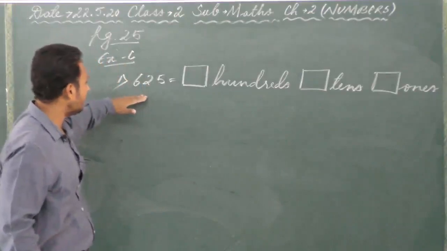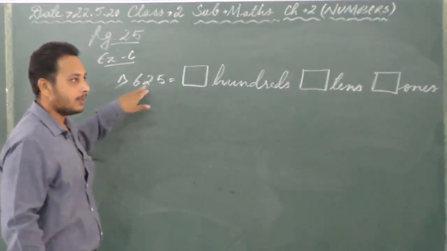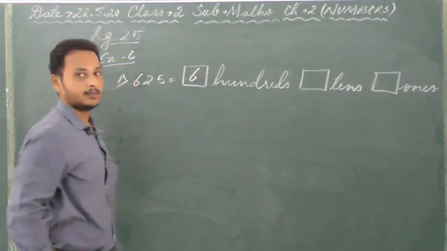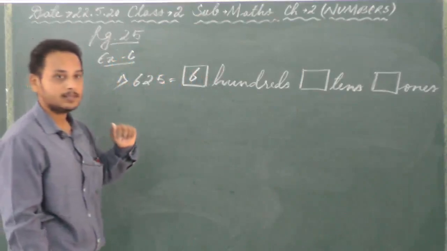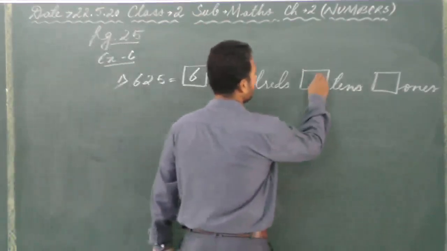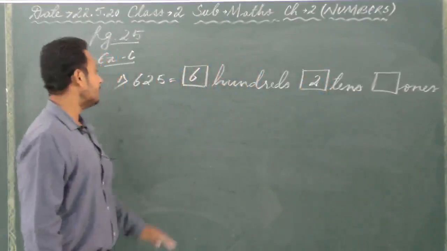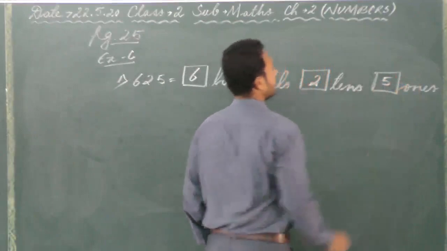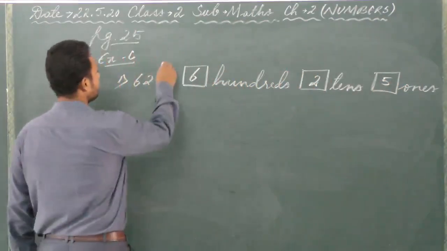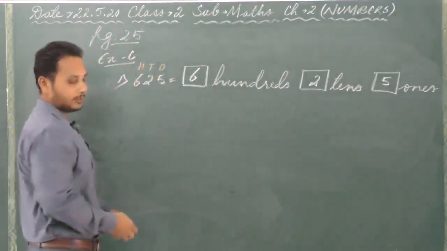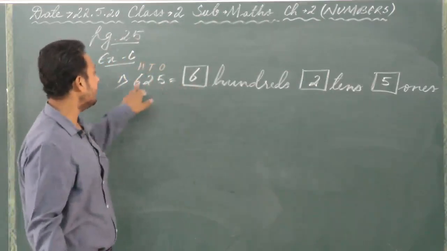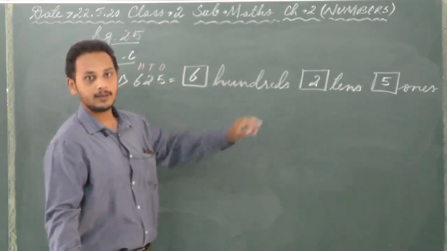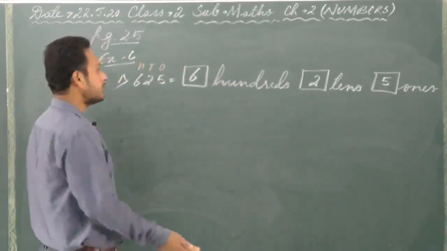Now once again you'll take a look here. 6, 2, 5. Okay. Now which number is in the hundreds place? We have 6. So you write 6 over here. Which number is in the tens place? We have 2. So you're going to write 2. And which number is in the ones place? We have 5. Okay. So when you expand these numbers, okay, you'll get the answer like this. 6 hundreds, 2 tens and 5 ones. Okay, so by this we come to the end of this chapter here.